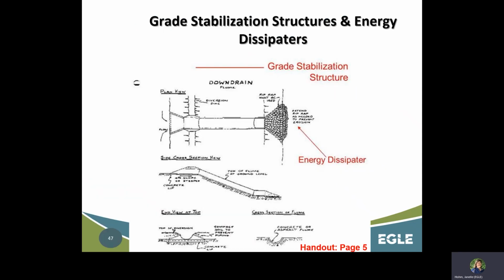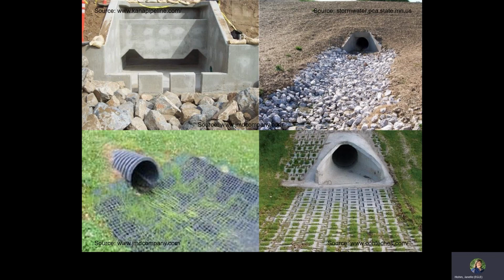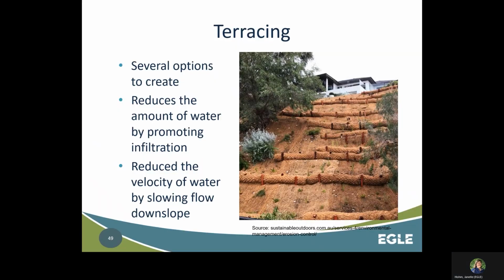Grade stabilization structures are used to carry runoff from one level to another. Energy dissipators are used to reduce the velocity of discharge. Here are some examples of practices used to dissipate energy, including a concrete weir, riprap, turf reinforcement mats, and concrete pavers. Terracing is a technique used to slow the flow of water down a slope and to promote infiltration.